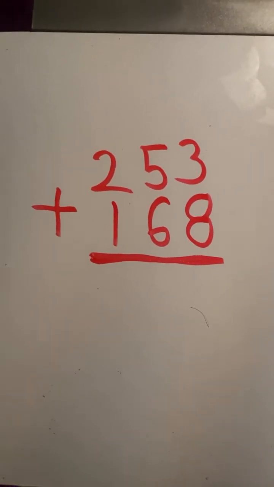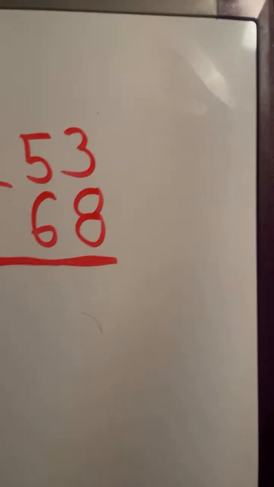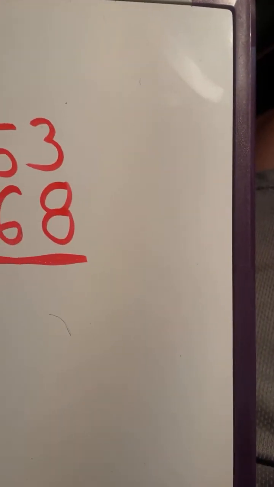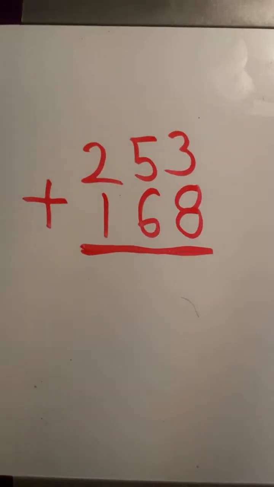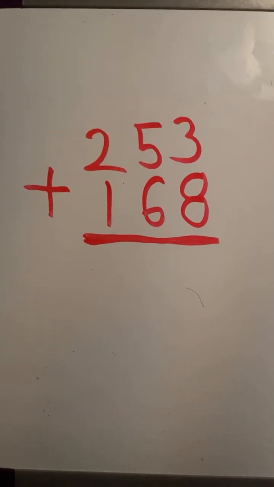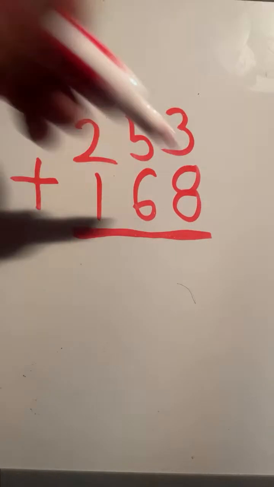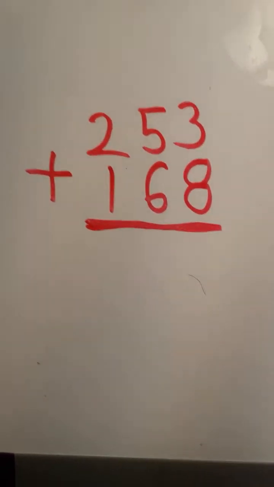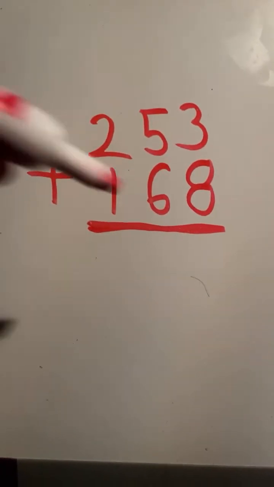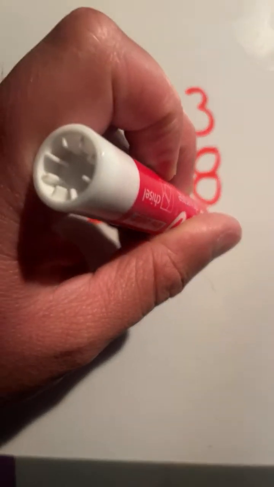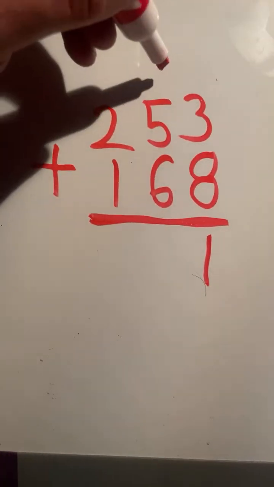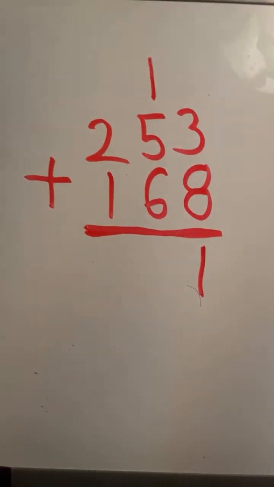So step one, we want to start off in the ones place. We're going to start off by adding 3 plus 8. And anytime our sum is 10 or more, we will need to regroup. 3 plus 8 equals 11. So our sum is more than 10. So the 1 in the number 11 is going to go in the ones place. The other one, the number 11, gets carried over to the tens place.